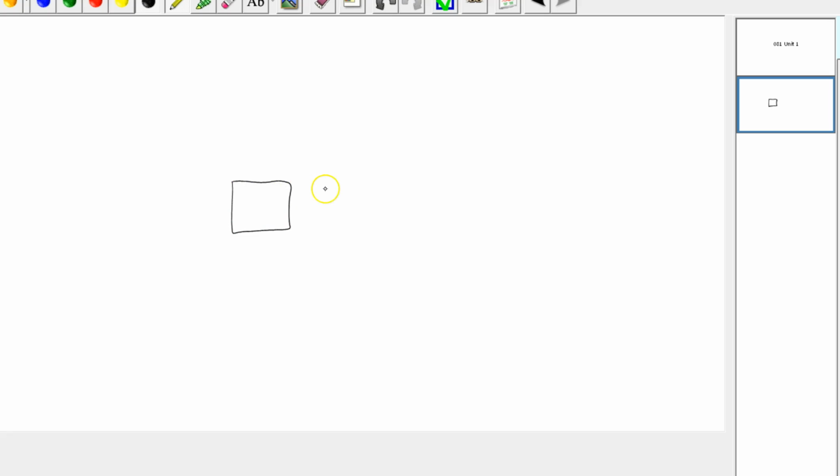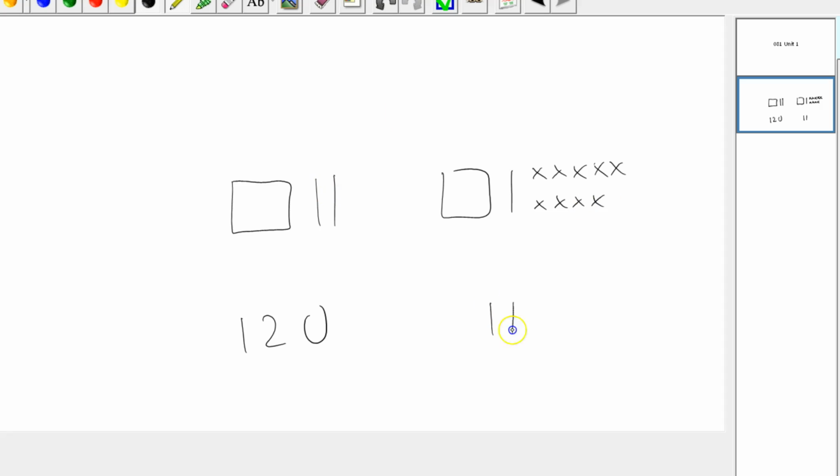Say we want to compare 120 and 119. Again, they're probably good at this with whole numbers, but we really want to build these ideas for when they get to numbers they're going to find more difficult.